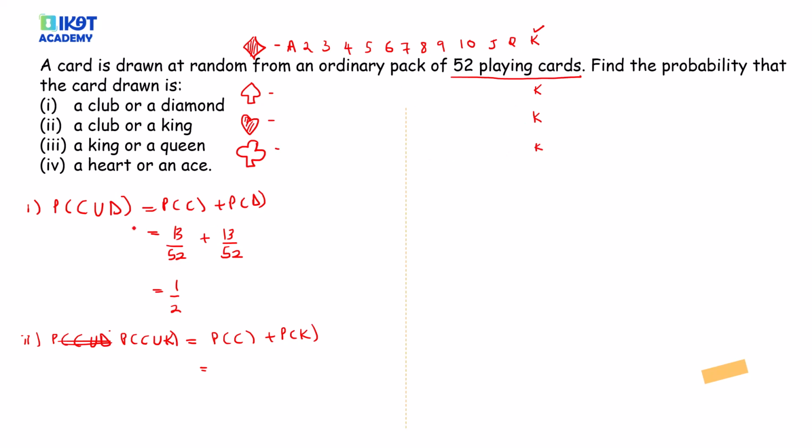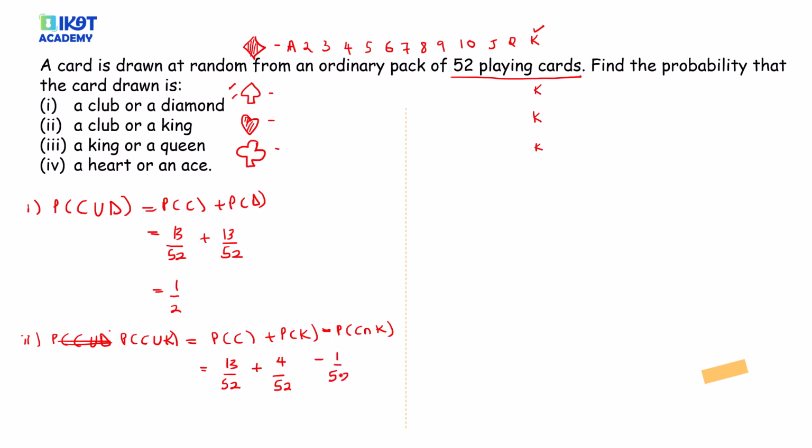Now the probability of drawing a club, this is a club. Probability of drawing a club, there are 13 clubs, so it will be 13 out of 52. The probability of drawing a king, there are 4 kings because there's a king in each suit, so 4 out of 52. Now for this case, this is not mutually exclusive, because we can draw a card that's a club and also a king, so that's 1 out of 52.